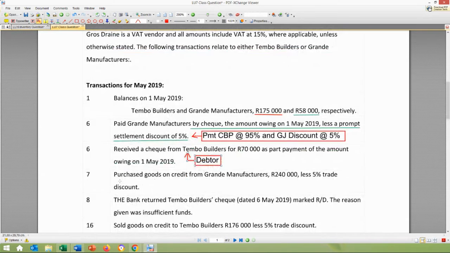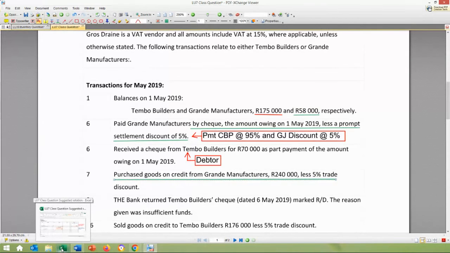Then we go to the 7th. We purchase goods on credit from Grand Manufacturers. Okay, so that's again from our creditor. We've purchased goods for 240,000 less 5% trade discount. Now, as soon as you see trade discount, you need to know that you have to reduce the amount when you record it. The same applies to when we do the statement. We will only show what we actually owe the creditor, and not what the original amount was before the discount.